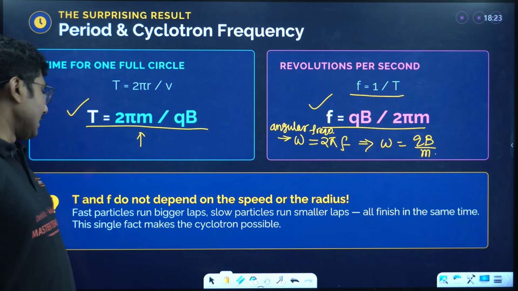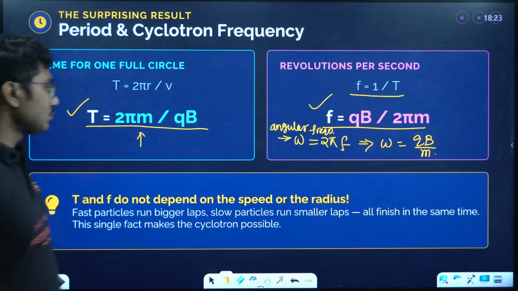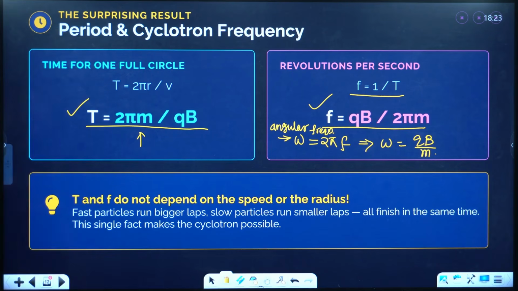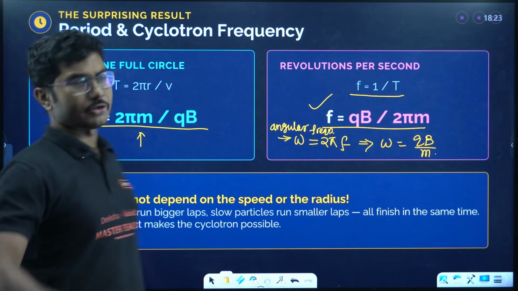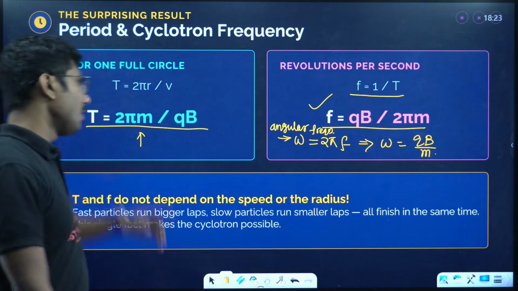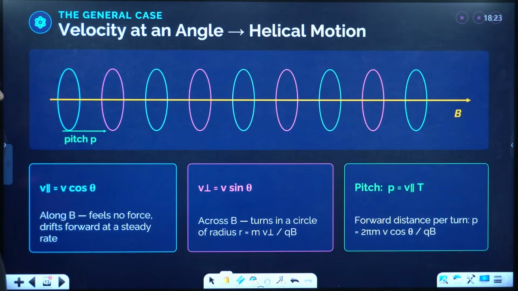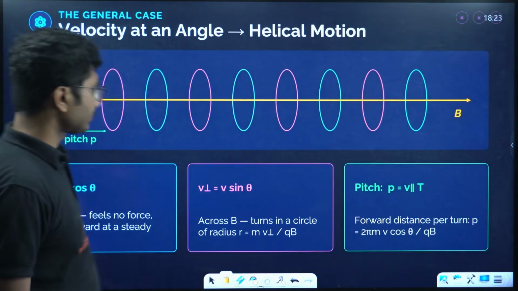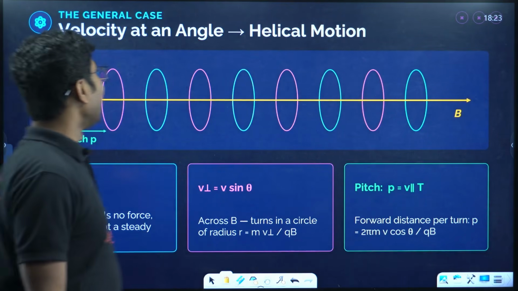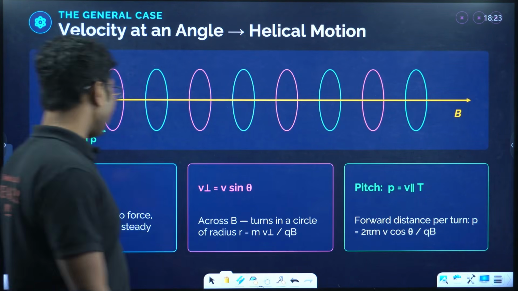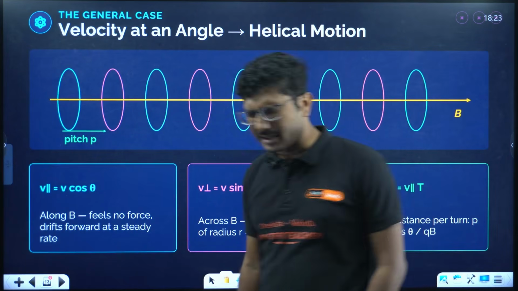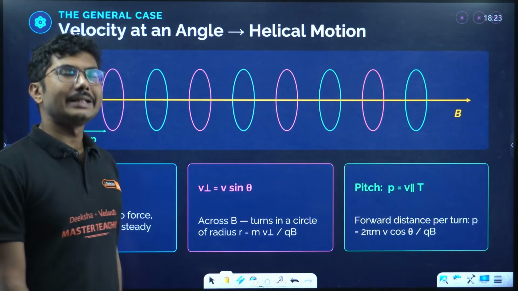Fast particles run bigger laps, slow particles run smaller laps, but all finish the path in the same time. This single fact makes the cyclotron possible. So this is an application of this process, which is the cyclotron. Now if the particle is moving with an angle, the velocity makes an angle theta which is not zero and not 90 degrees, then what will happen?